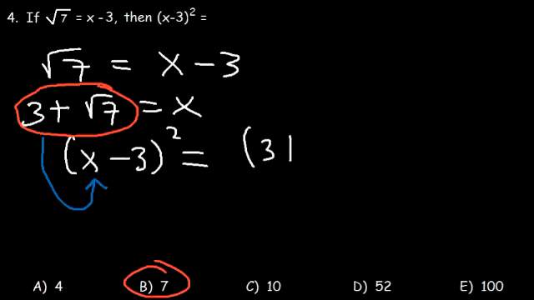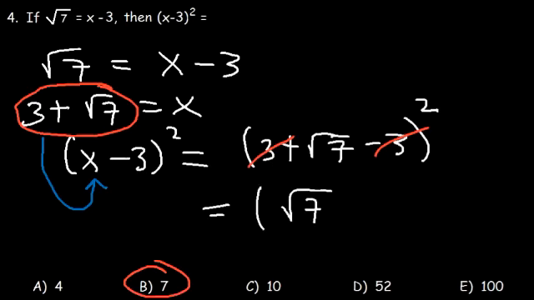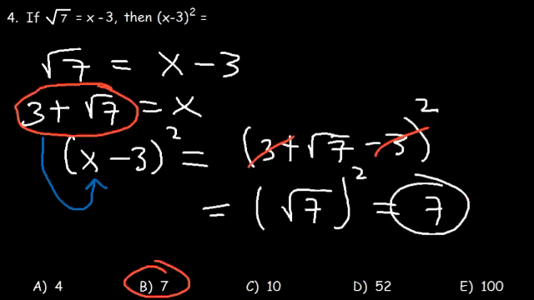So this is going to be 3 plus root 7 minus 3 squared. So the 3's will cancel. And then what you have left over is root 7 squared, which we know to be 7. So both methods or techniques will work. Whichever technique you feel comfortable with, that's the one that you should use. So B is the right answer for this problem, and let's move on to the next one.